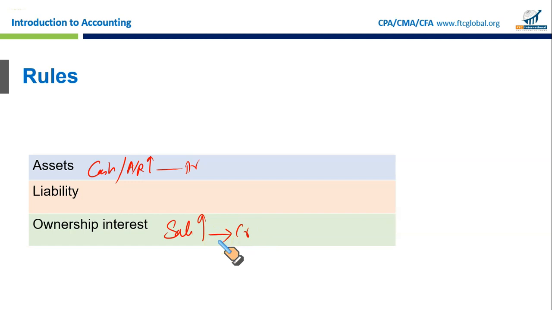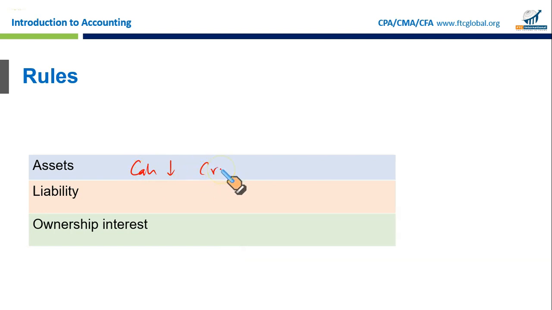Paying your expenses. When you pay your expenses, it decreases your cash account. So your cash, or your asset, decreases, it's a credit. But at the same time, you record the expense, which decreases ownership interest, and a decrease in ownership interest is a debit. So debit and credit will always be the same. Understanding these rules helps in properly recording transactions and maintaining the integrity of financial statements.